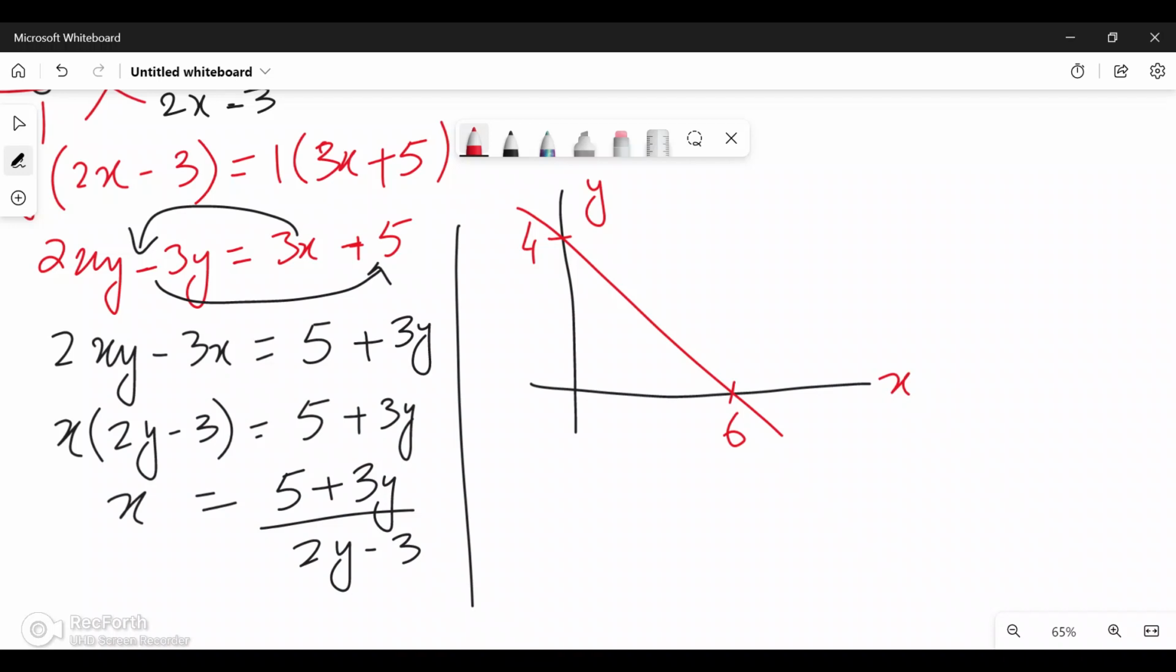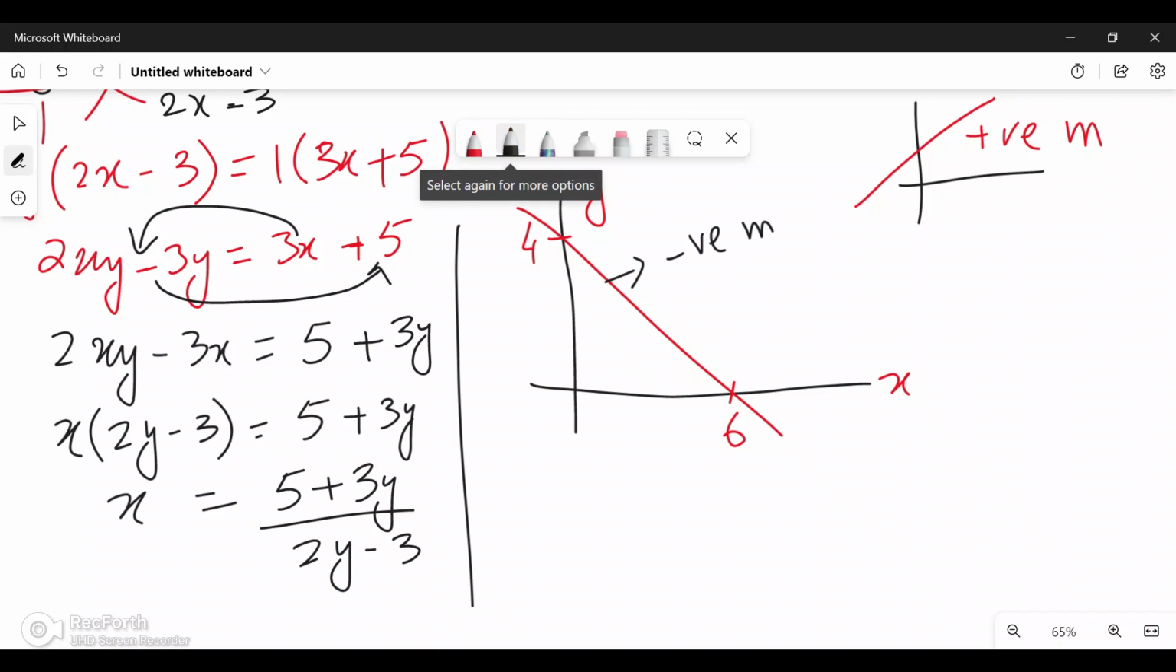Very important thing, you should know the direction of the line. When the line is going downward, it will have a negative gradient. Remember, don't forget about it. It will have negative m. M is the slope. And if you have such a line which is going in this direction, it will have a positive gradient. So be very clear about the direction of the line.